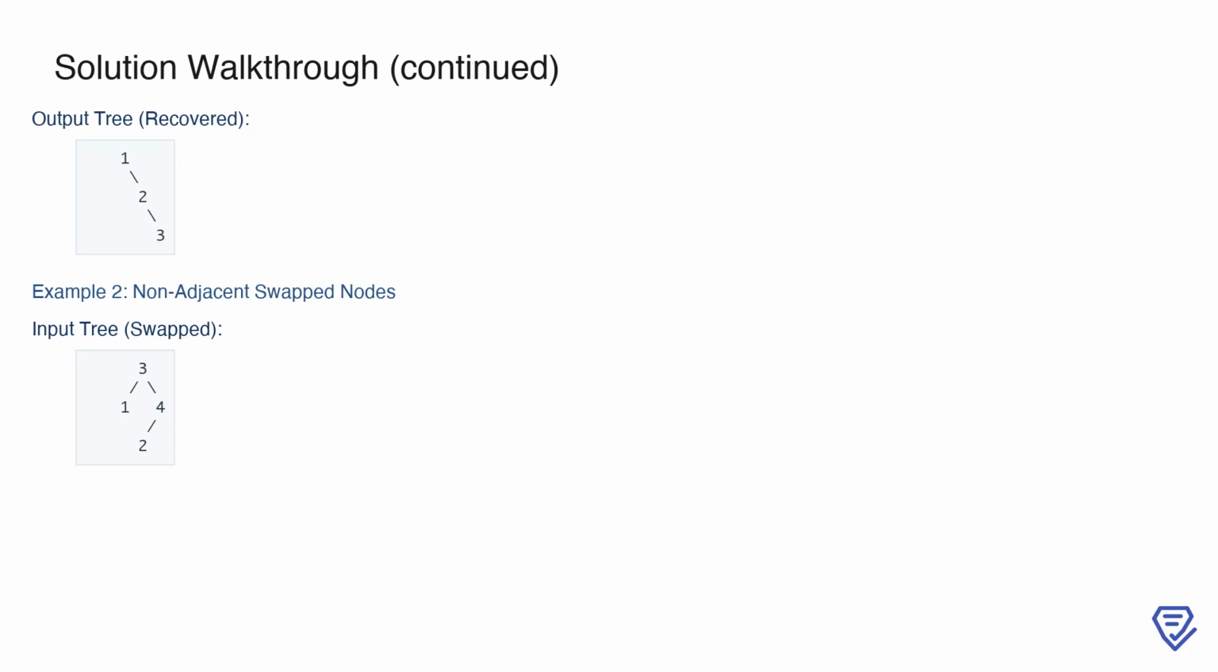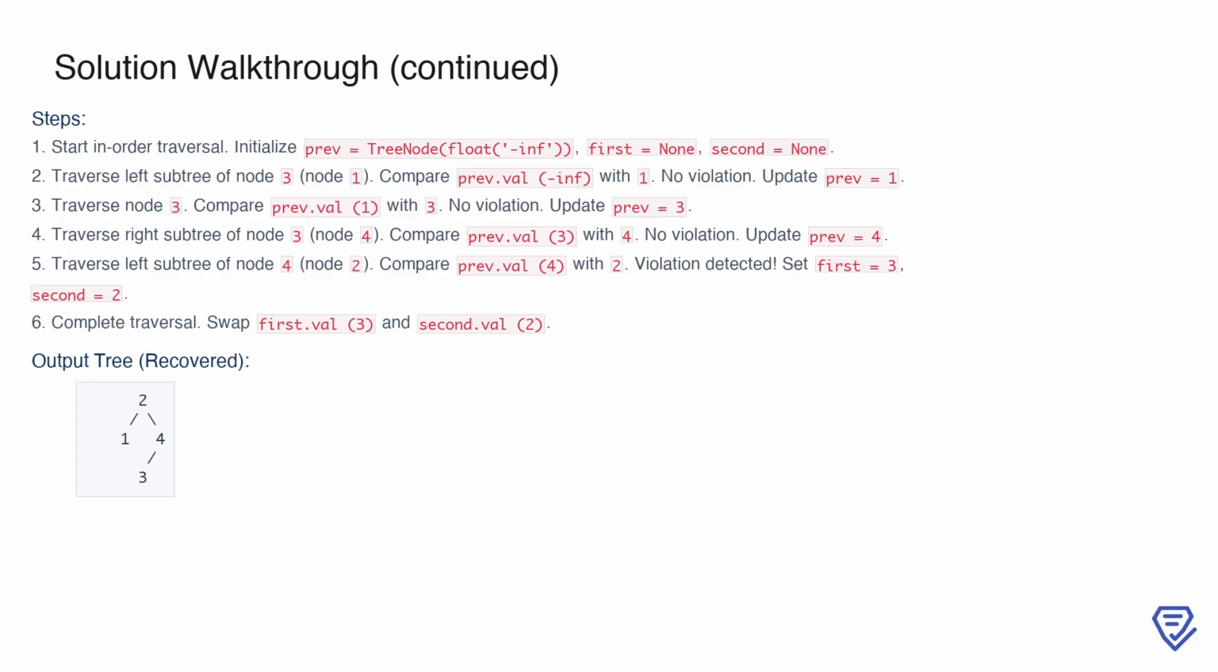Moving on to a more complex example, we have a tree where the swapped nodes are not adjacent. The input tree has 3 as the root, with 1 as its left child and 4 as its right child, and 2 as the left child of 4. Notice that nodes 3 and 2 are out of place, violating the binary search tree property. To fix this tree, we again start an in-order traversal with the same initial setup, previous as -infinity, and first and second as none. Traversing the left subtree of the root, we visit node 1. Comparing prevval with 1 shows no violation, so we update previous to 1. Next, we process the root node 3.